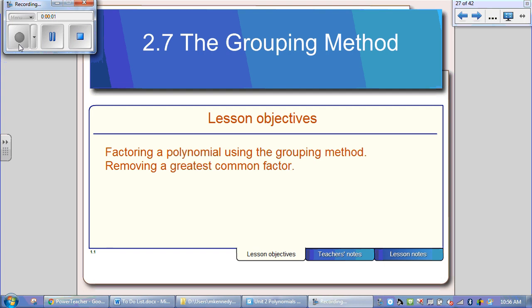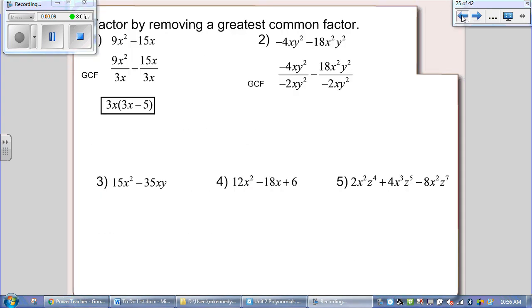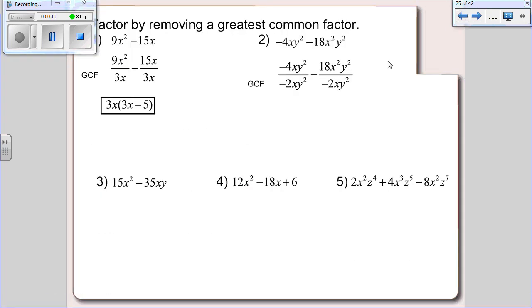A type of factoring that's called the grouping method. Just to review, before we start the grouping method, we already learned how to factor using greatest common factor.